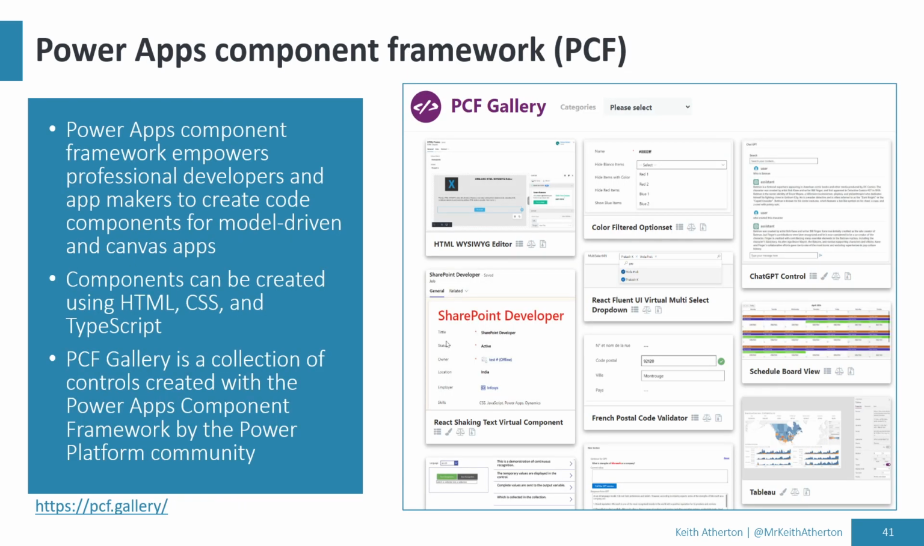In terms of those code first or professional code options as well, there is something called the Power Apps Component Framework, or PCFs. This is where you can use HTML, CSS and TypeScript. You can actually build your own custom component. Some people have actually shared these with the community, which we can see on the screen right now, and this is in a place called the PCF gallery, and this is just a partial screenshot there where we can see people have created components and shared them for things like postcode validation. There's a ChatGPT control there as well.